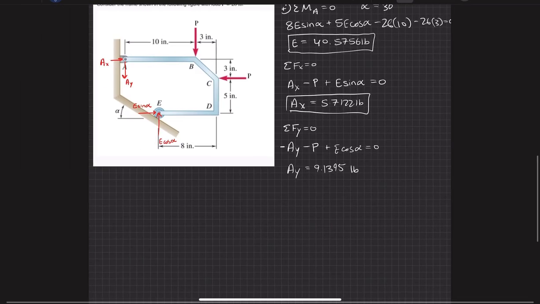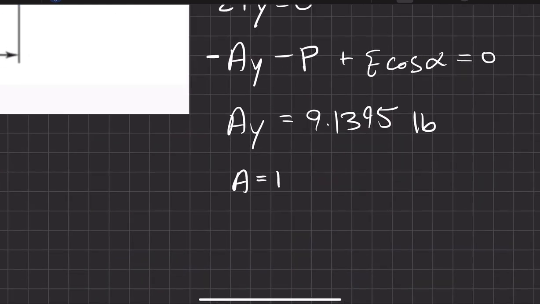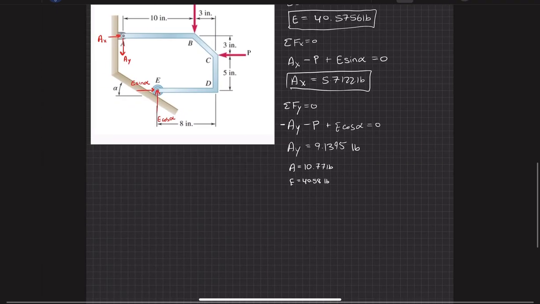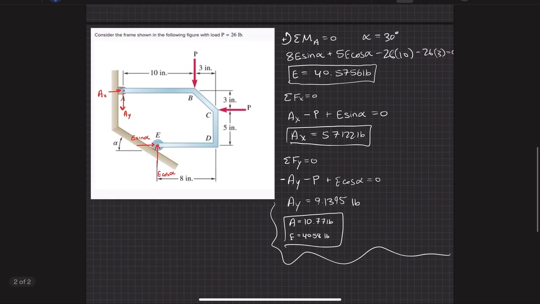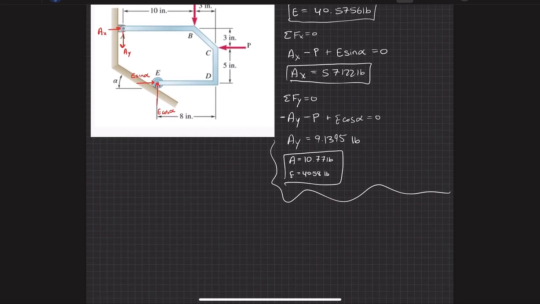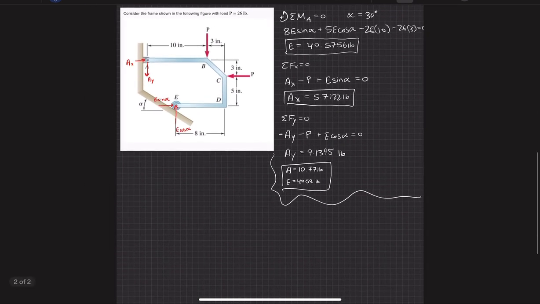So if you get a negative value, don't worry. It just means you need to flip your direction. And to find the A force, we just take its magnitude, and that will give us A equal to 10.77 pounds. And like I said before, E is equal to 40.58 pounds. All right. So this was the case where alpha is equal to 30. Now, for the case where alpha is equal to 45, you basically follow the same procedure, and you will end up with a similar answer. So that is problem number 2.